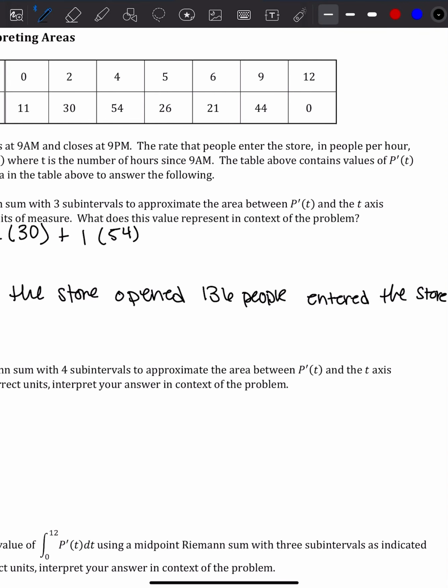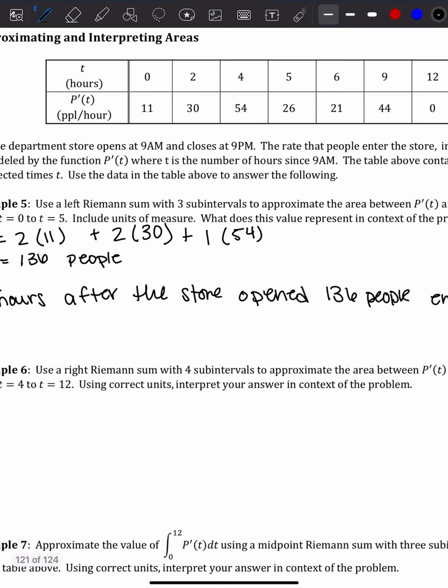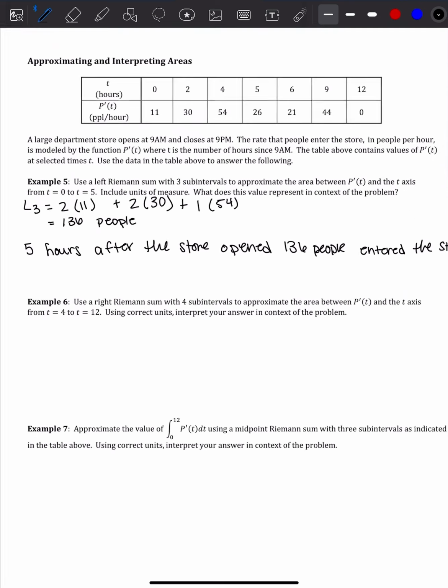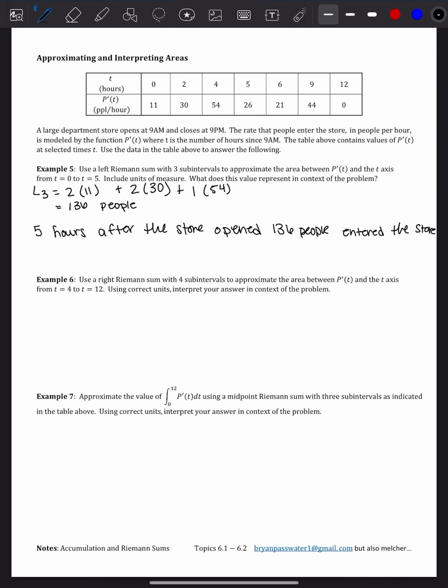We could figure out if we opened at 9 a.m., then at 2 p.m., so between 9 a.m. and 2 p.m., the store had 136 people enter, but we also don't have to. We can just say 5 hours after the store opened.